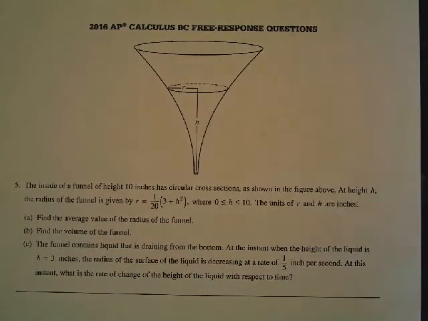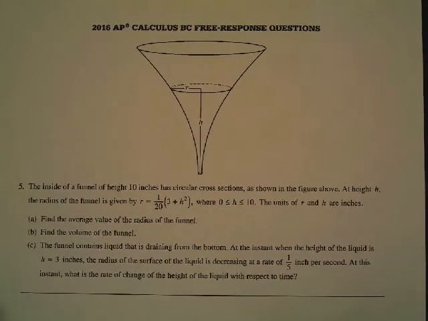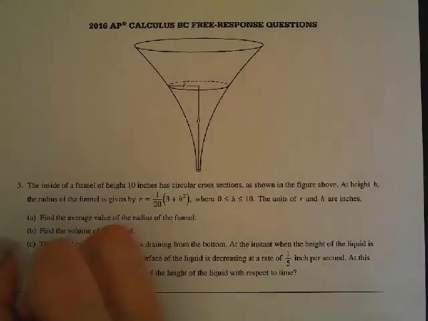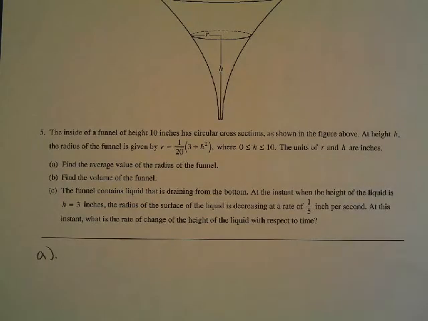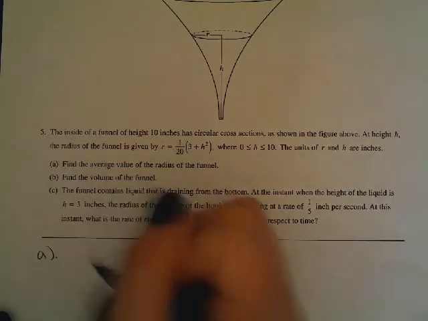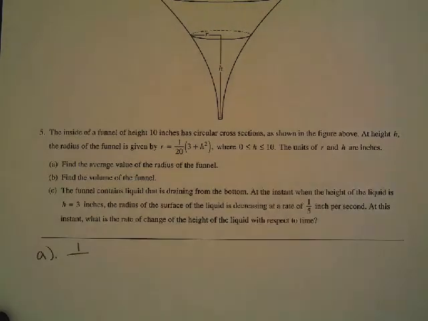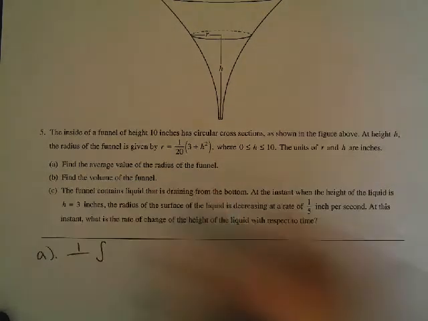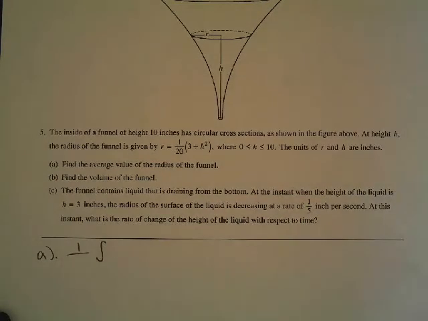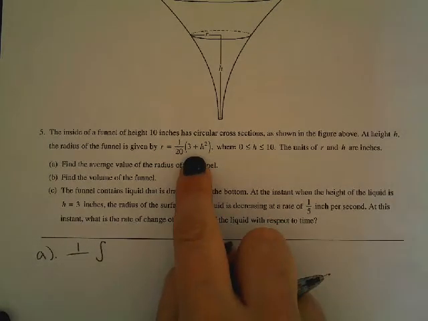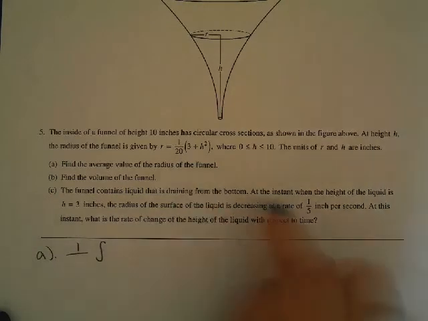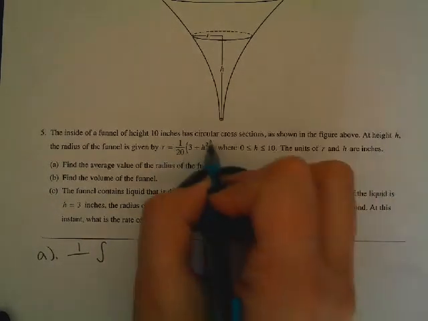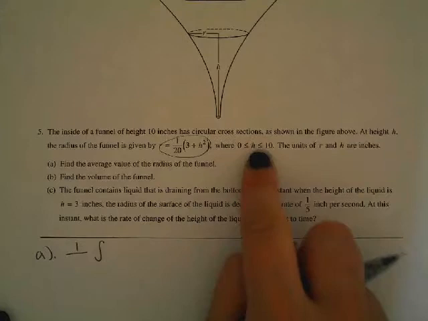All right, this is the fifth FRQ from the 2016 BC exam. Part A says to find the average value of the radius of the funnel. Anytime we do average value, that means I'm going to have 1 over b minus a, and then the integral. And the function for radius is this function right here. And the interval for that is from 0 to 10.